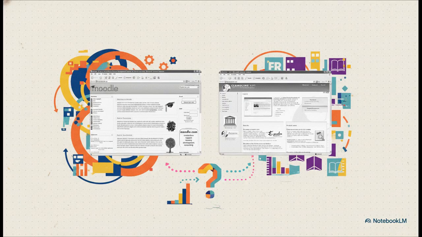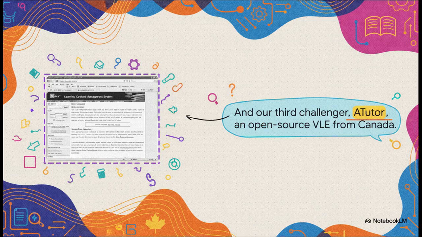So to really understand this, we're going to dig into a really fascinating research paper from 2010 that put 3 popular platforms of the time to the test. First up, on the left, we have Moodle. It's an open source platform, super well known for having a ton of features. And on the right, that's Clariline, a platform that came out of France for managing online courses. And rounding out our lineup, our third challenger is Tutor, another open source VLE, this one from the University of Toronto.